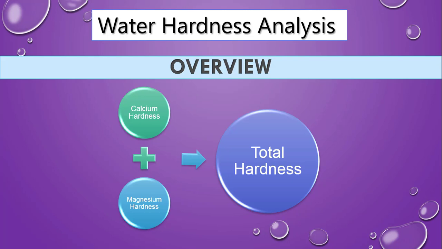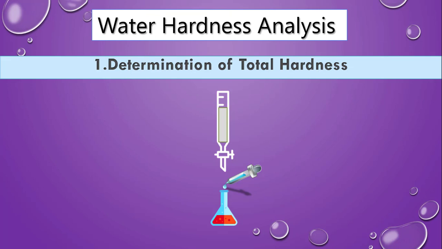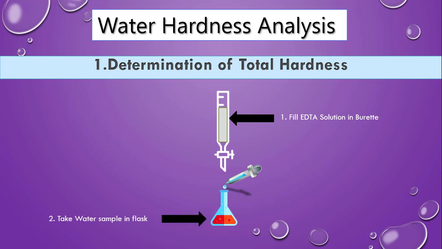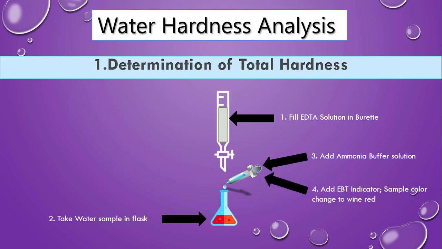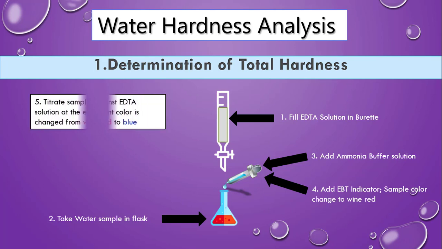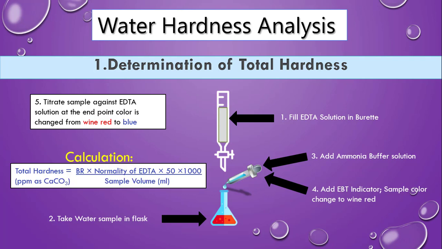First we determine the total hardness value of water. To determine it, fill the burette with EDTA solution, take the sample in a flask and add ammonia buffer solution to maintain the pH around 10, and then add EBT indicator. EBT means Eriochrome Black T and EDTA means ethylenediaminetetraacetic acid. Now titrate the sample against EDTA solution, and at the end point the color changes from wine red to blue.